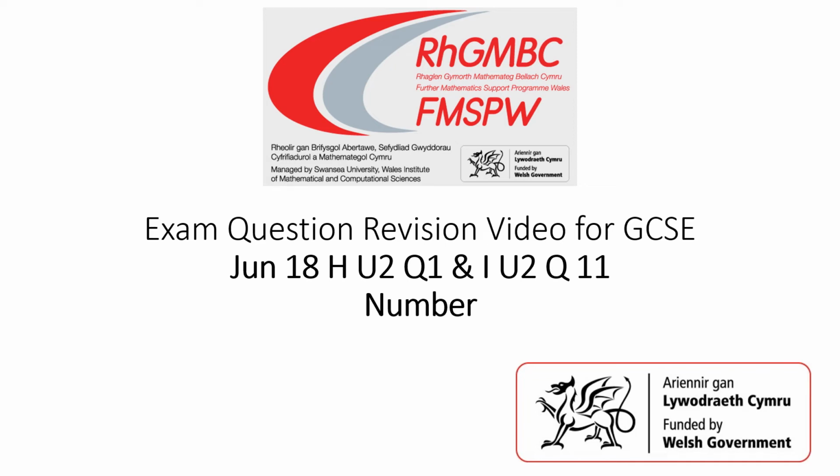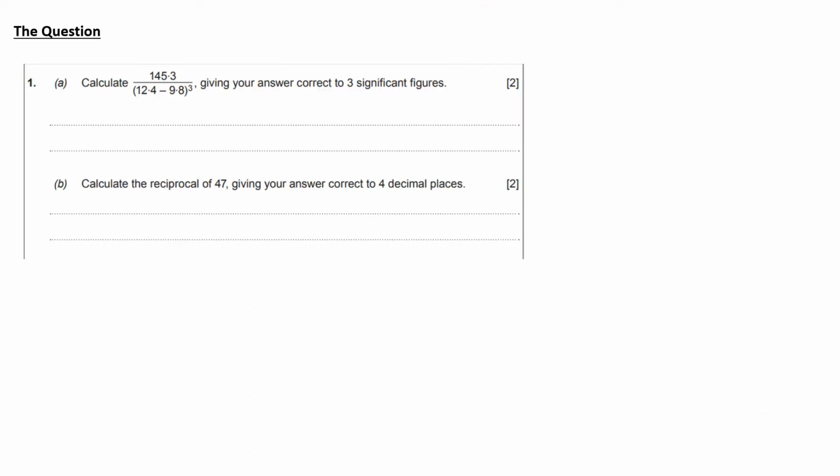With these questions on number work, because they are on paper 2, there is then the need for you to use your calculator and to be able to use your calculator efficiently. Now, as you can see, there are 2 questions here. One involving powers, brackets, and division. The second one involves the use of the word reciprocal, so you need to know what that means.